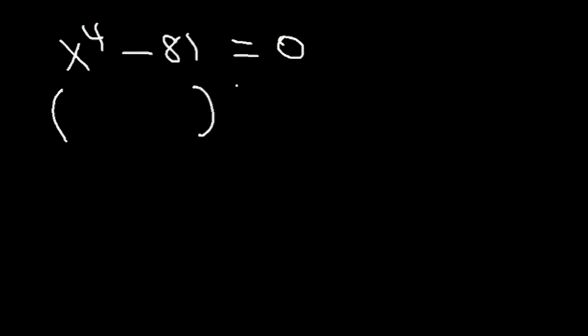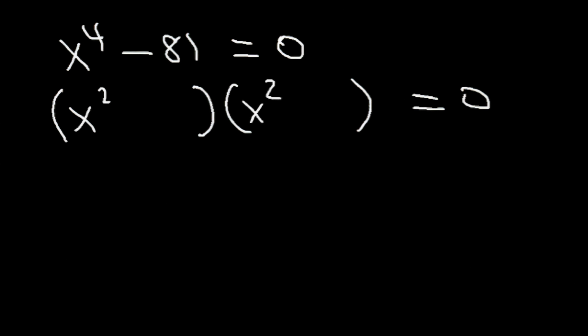Now let's say you have an expression that looks like this. x to the 4th minus 81 is equal to 0. What is the value of x? So notice that we can use the difference of squares technique. The square root of x to the 4th is x squared, because x squared times x squared is x to the 4th. The square root of 81 is 9.